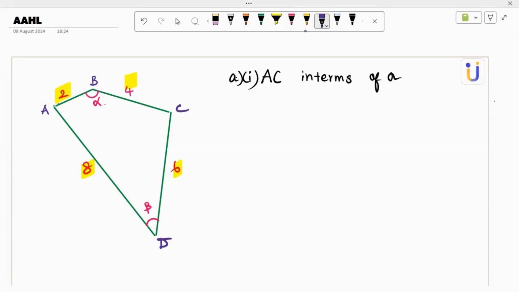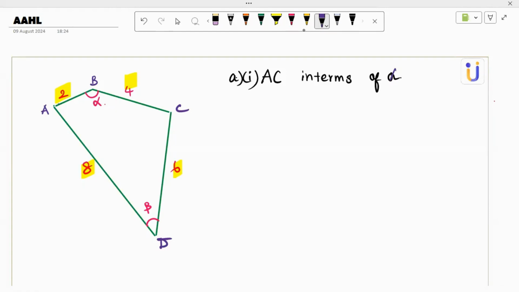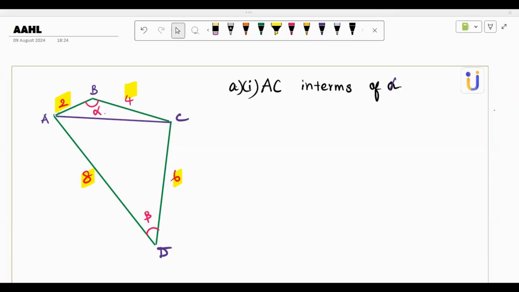So now the first thing: find AC in terms of alpha, right? So let's start. First, we need to connect AC and I will get a triangle. It's a non-right angle, but still we know some formulas, right? This formula is quite easy. We can refer to the base of the formula, not the exact one. Let me show you the formula booklet now. Here, it is provided over here.